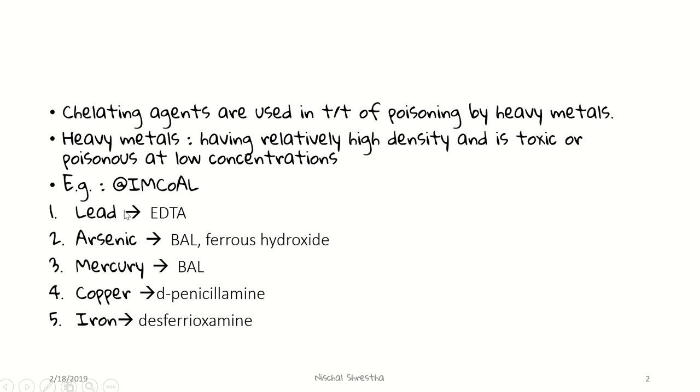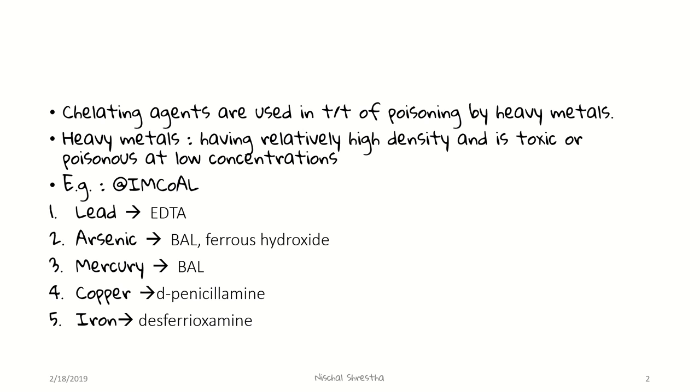Iron coal. Here I means iron. M means mercury. Here, copper. A means arsenic. L means lead. And by the side of the name of the metal, I mentioned the name of the chelating agent.